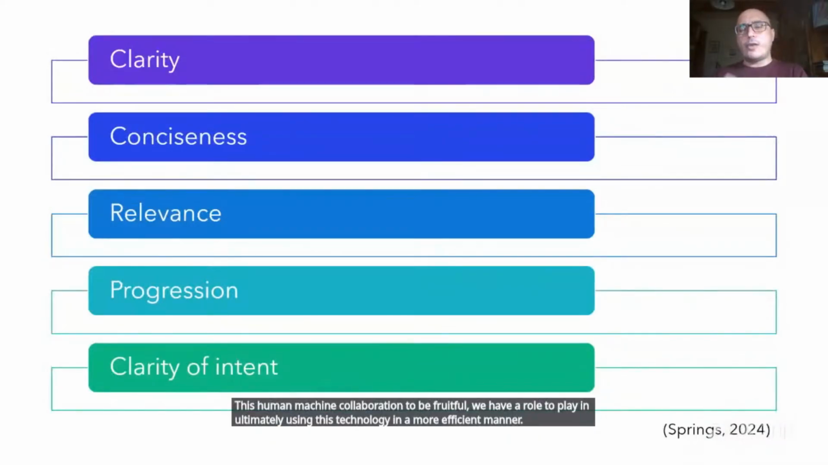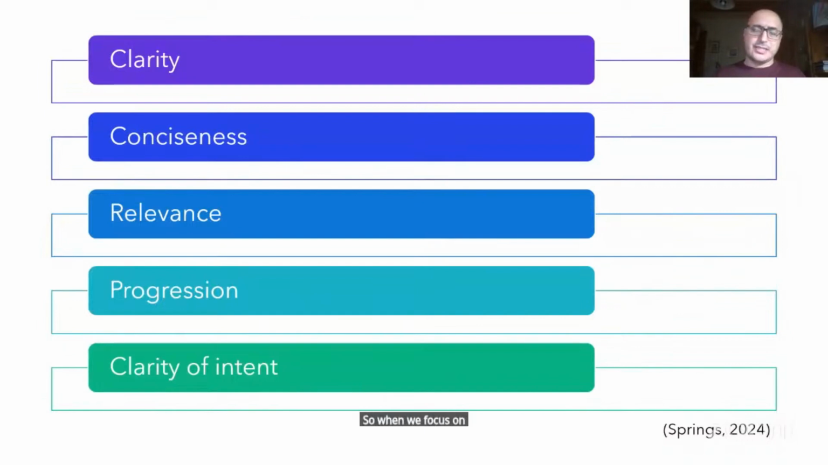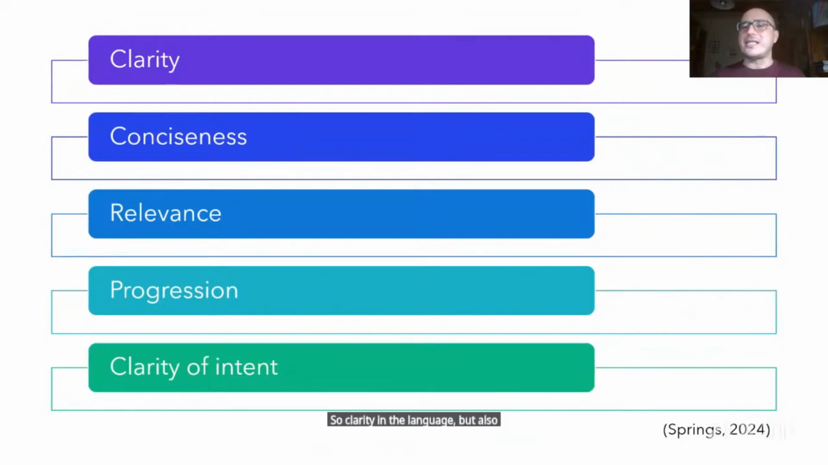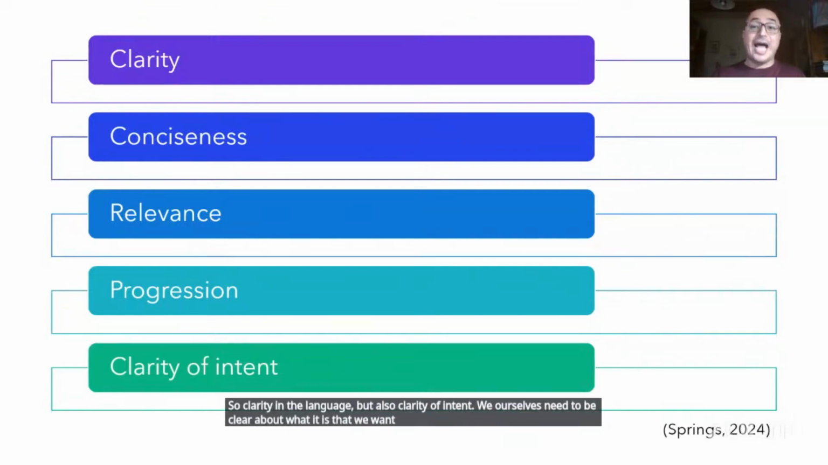So when we focus on prompt engineering, some of the things that we need to bear in mind are that it is language that we're using in order to communicate with the technology. Hence, we need to be clear in the message that we are relaying to it, the instructions that we're providing it with. So clarity in the language, but also clarity of intent. We ourselves need to be clear about what it is that we want to achieve and how best to communicate it when we write the prompts or speak the prompts that we feed into the technology.